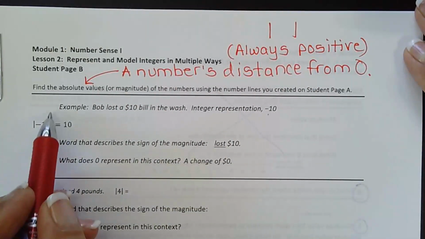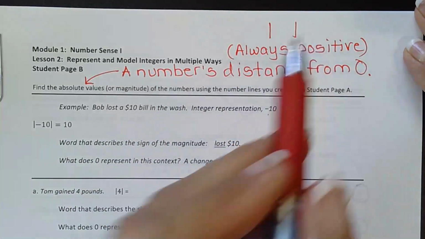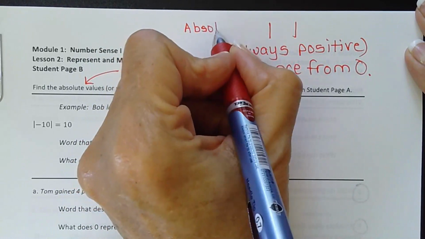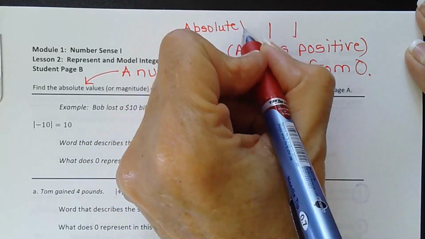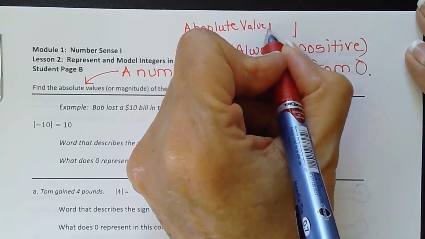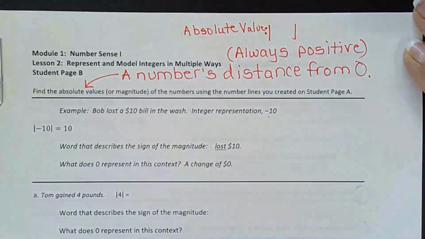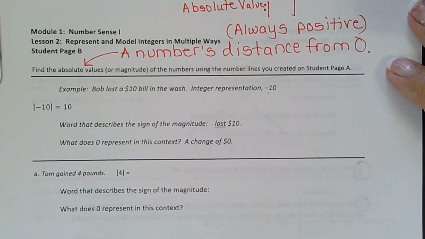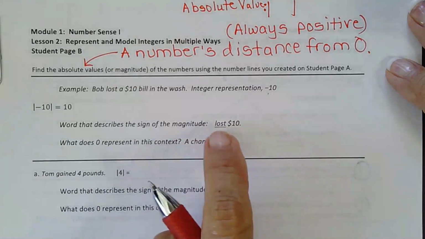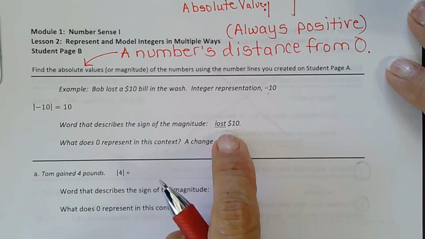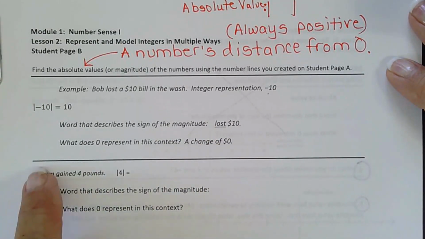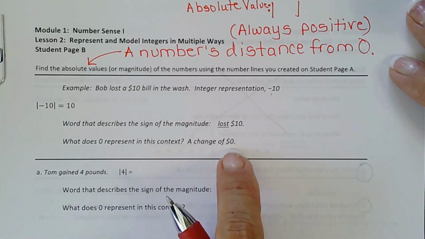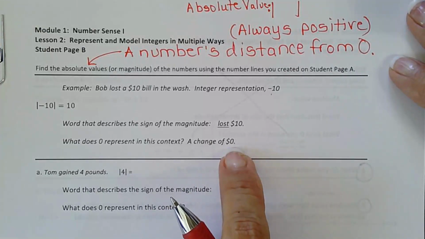So those little lines are read absolute value. I should put that up here so you can highlight it to remind yourself later, because we do deal with absolute value several times in this class. So there's absolute value, those symbols. A word that describes the magnitude would be lost, or less $10, or whatever you wanted to use. What does 0 represent in this context? A change of $0. He would lose or gain $0.